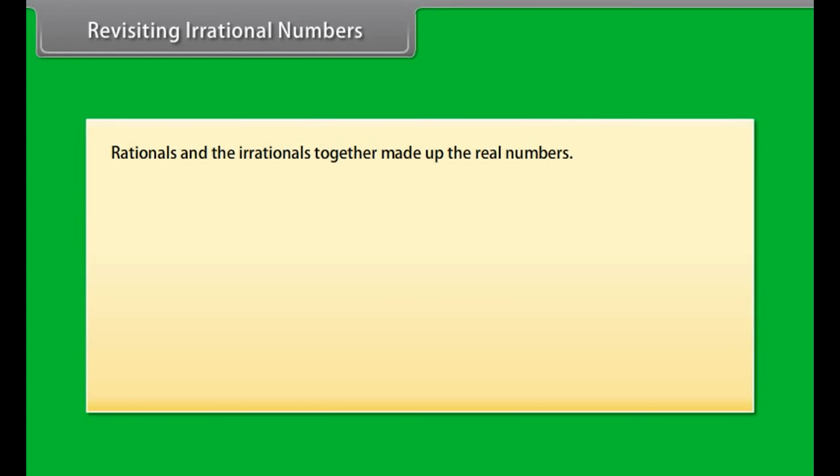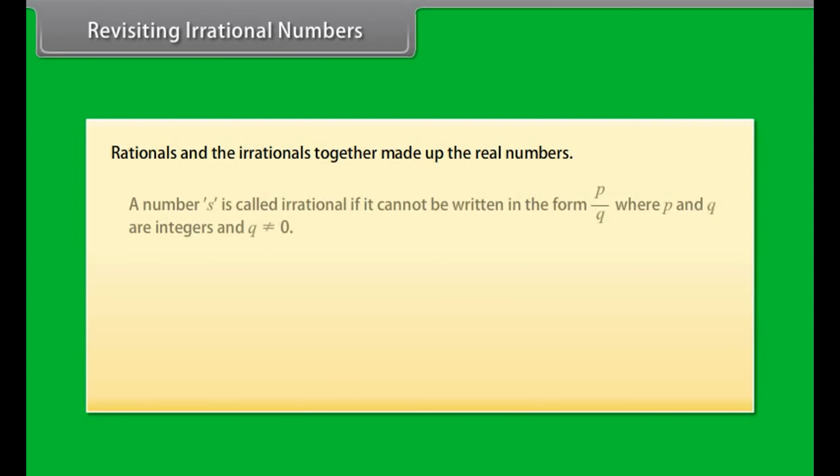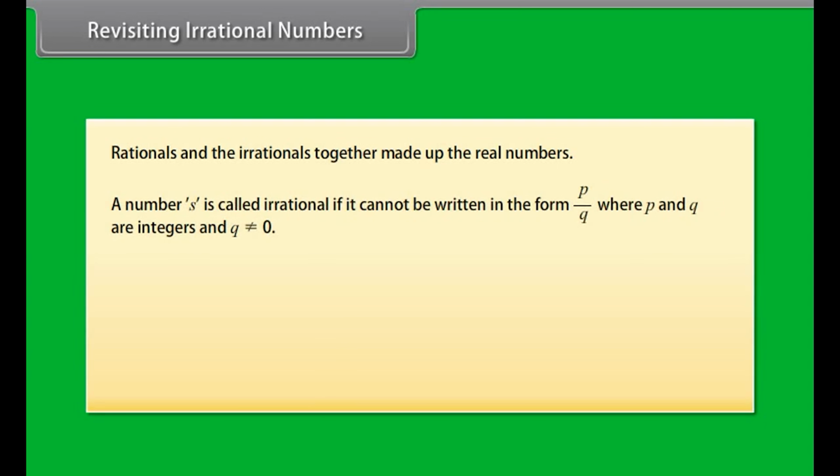Revisiting irrational numbers. We know that rationals and irrationals together make up the real numbers. A number s is called irrational if it cannot be written in the form p upon q, where p and q are integers and q is not equal to 0. Irrational means not rational. The most famous irrational number is square root 2.